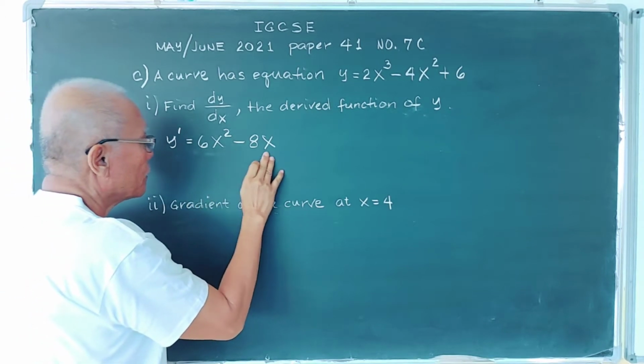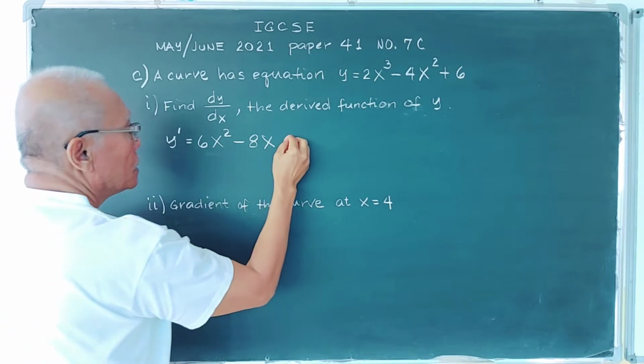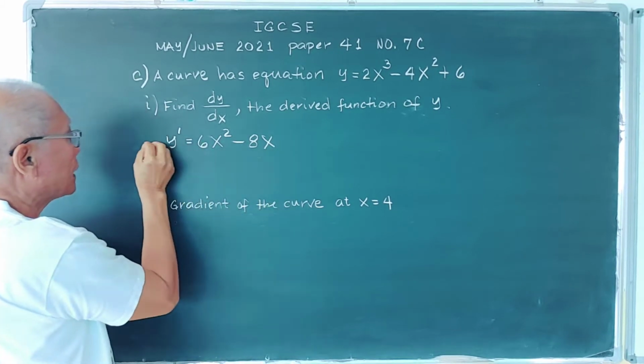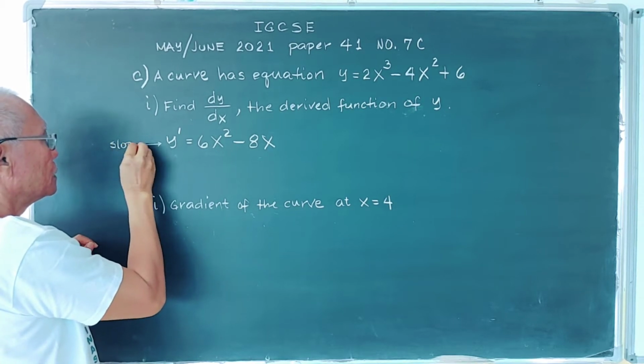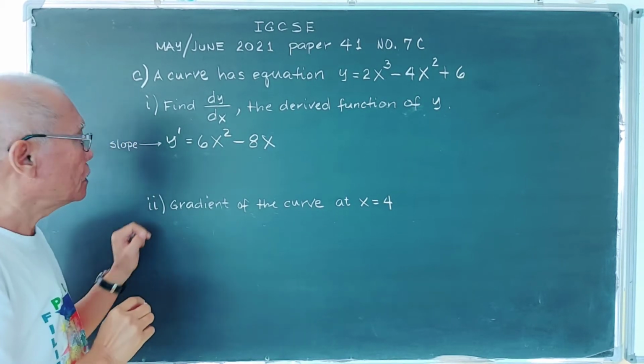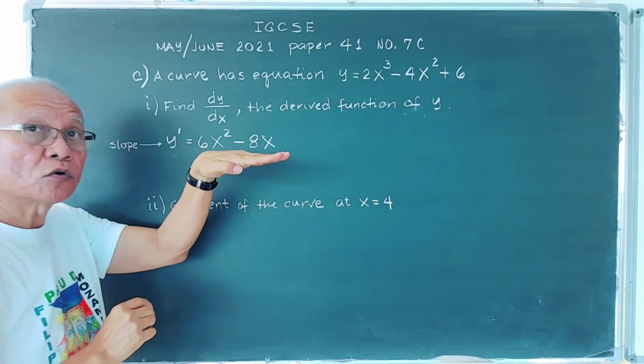And what is this equation here? This one is the equation for the slope. So this y prime is actually the slope. If we set this one to 0, then our slope is horizontal.